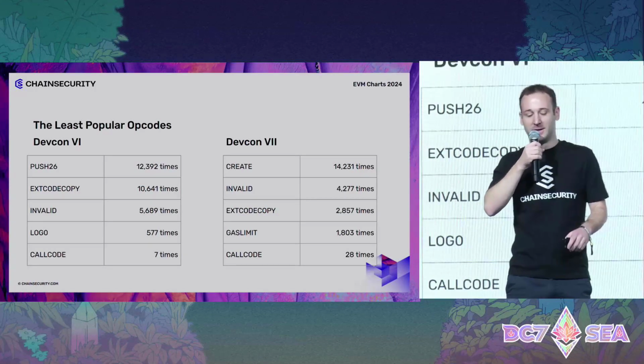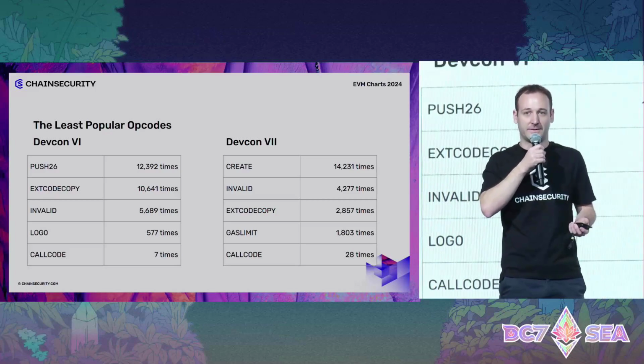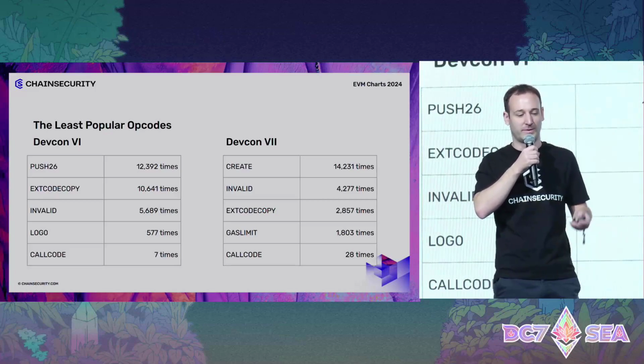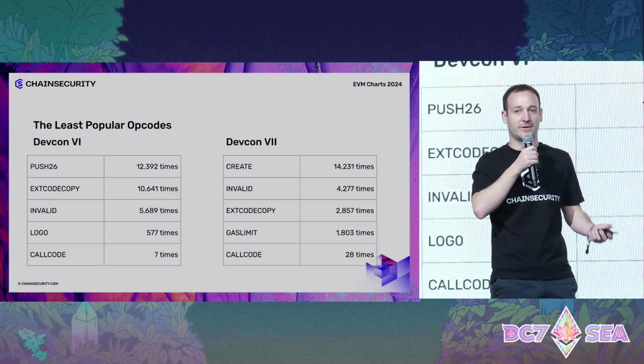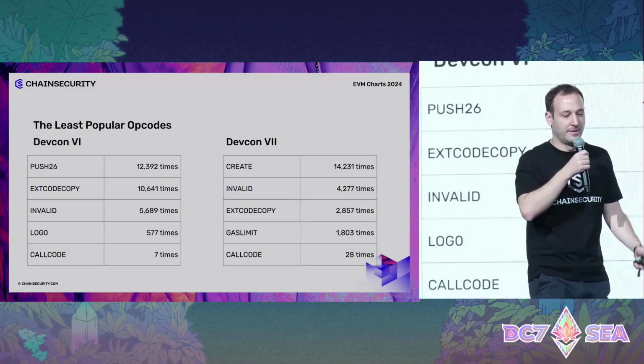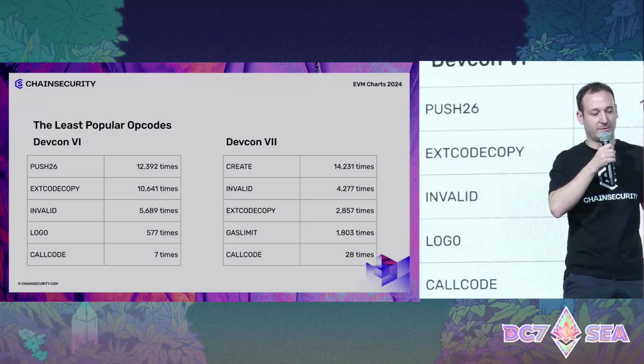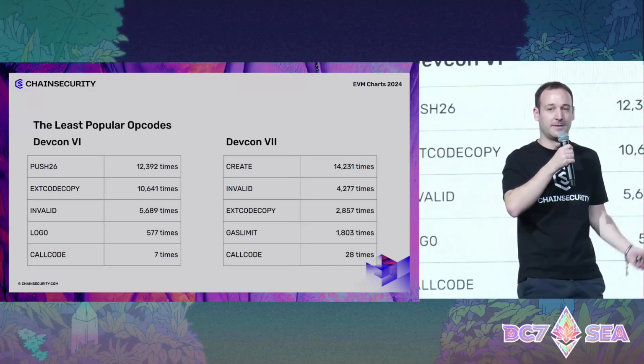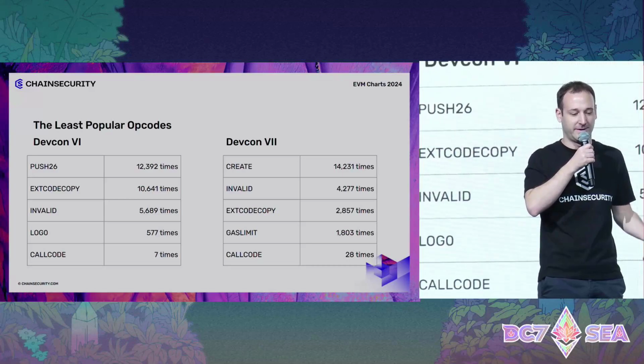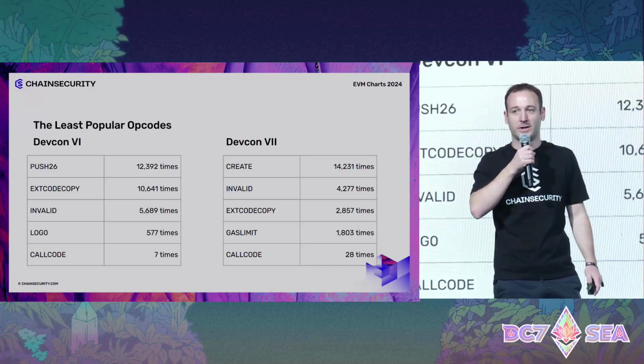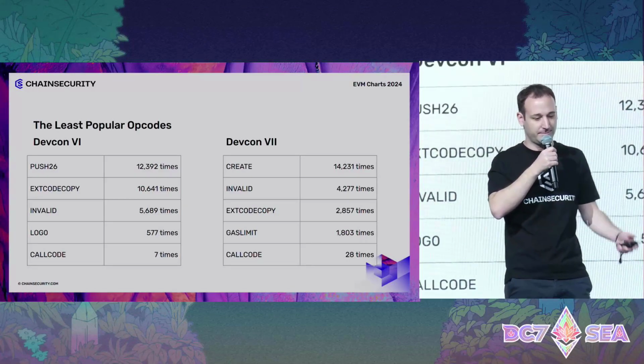Now, especially for the least popular opcodes, it may be interesting to discuss some opcodes that do not appear on the list, particularly selfdestruct. Since the Cancun hard fork, this opcode has basically become obsolete. Let's ignore some special corner cases here. It now simply transfers all the ether of the account onwards.